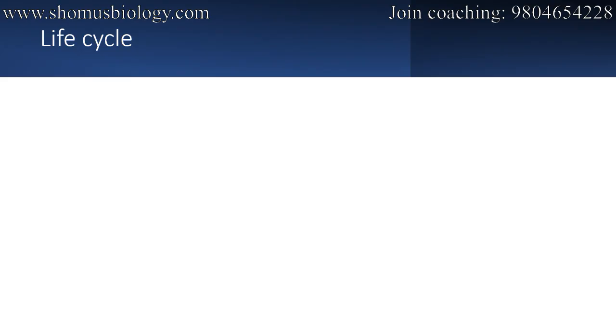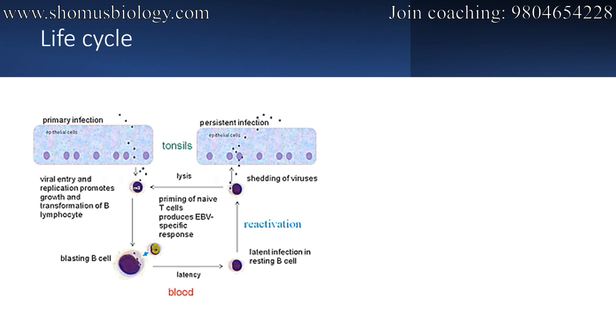If we look at the life cycle, we'll understand this more clearly. As I told you, the primary region of infection by the Epstein-Barr virus is the tonsil, and that's the reason saliva has a high number of Epstein-Barr virus particles. That's why saliva is a really important component in transferring the viral particles from an infected person to a non-infected person. So this is the primary infection of the tonsils.